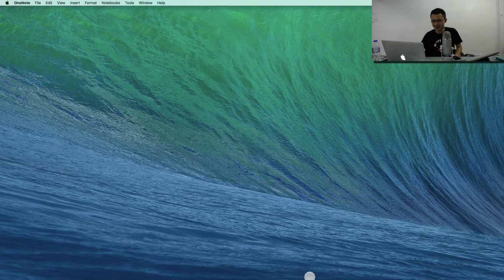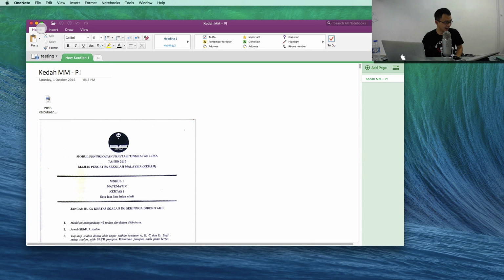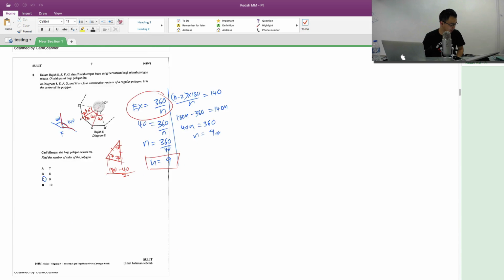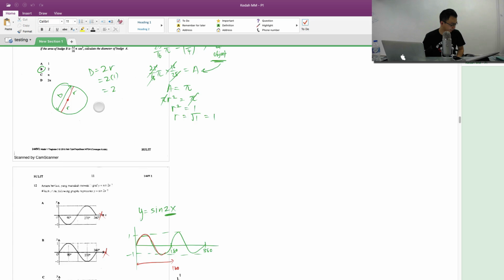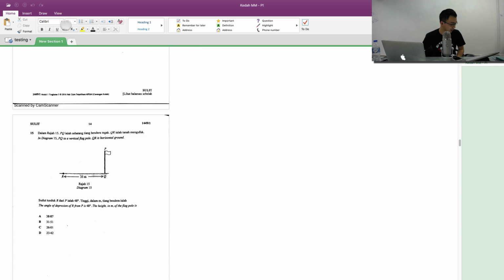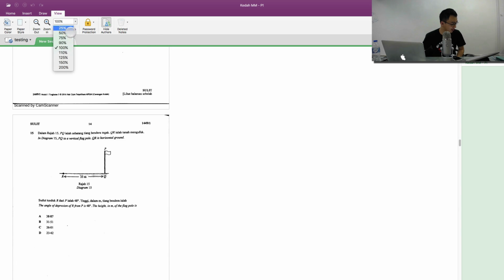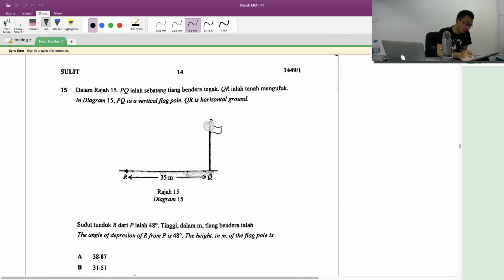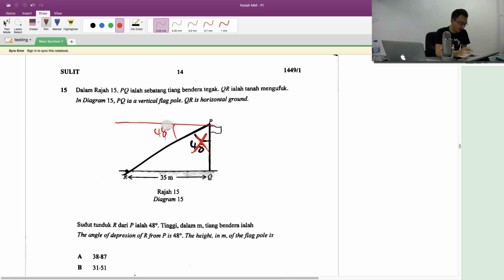And OneNote just restarted itself. I'm so sorry about that. So let me scroll down to the question we drew just now. Yeah, and change the view to 200%. Okay, if you just assume you look down like this and this is 48 degrees, then you will be wrong, because what I say always needs a horizontal line, so this is definitely wrong. You must draw a horizontal line by yourself and then draw the 48 here.